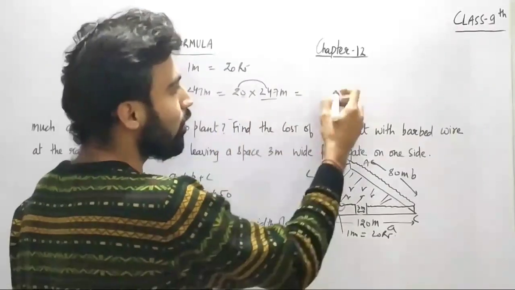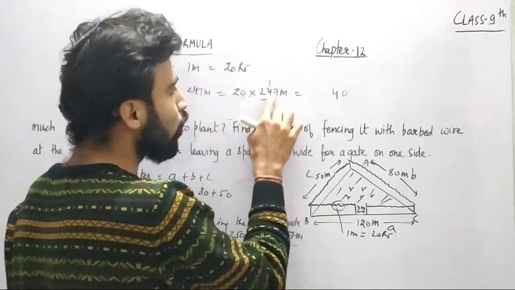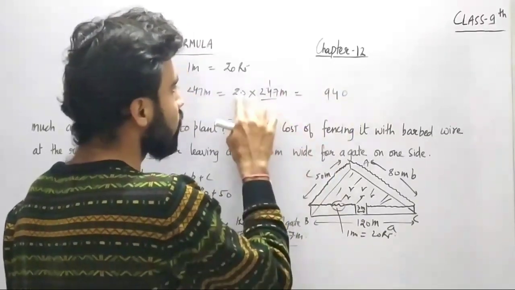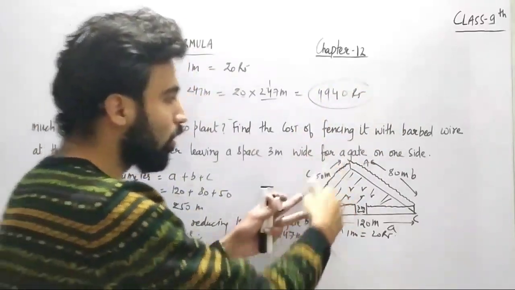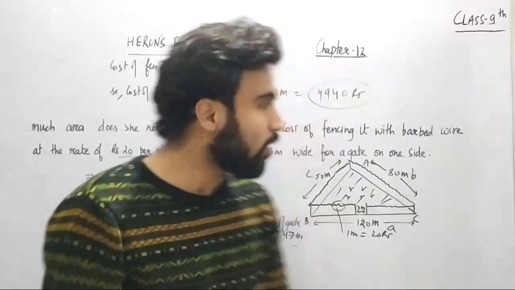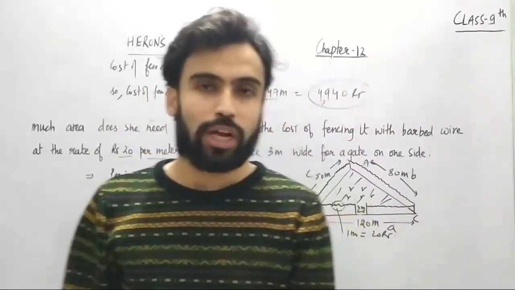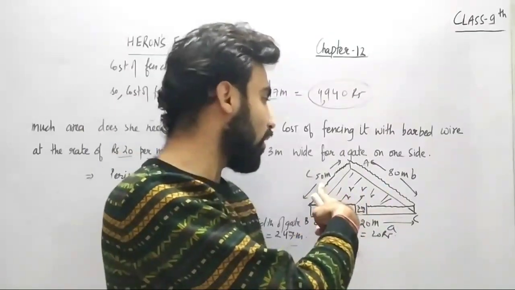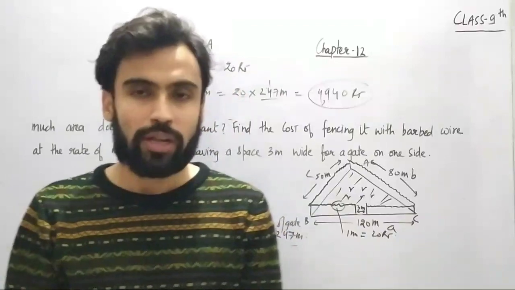So 2 into 7, that is 14. So 4 and 1 carry here. So you can see now 2 4s are 8 plus 1, 9. And then 2 2s are 4. So this is going to be the charge here for the fencing with barbed wire around the triangular park, right? So 4,940 rupees is the total charge for fencing the wire here. For the fencing of wire, you can see, around the triangular garden, right?